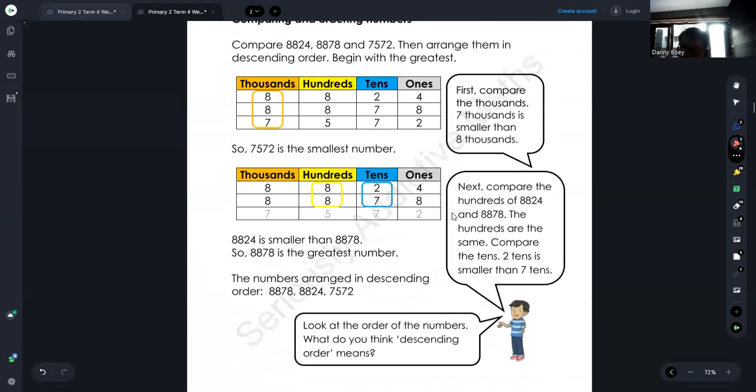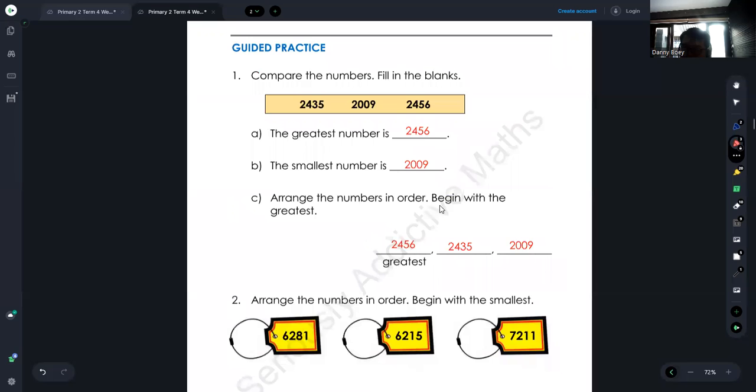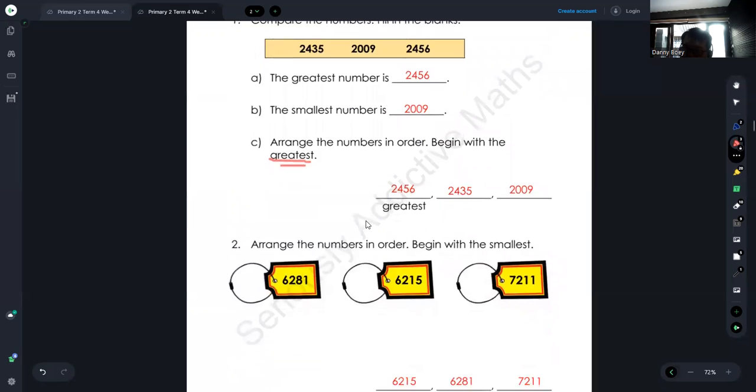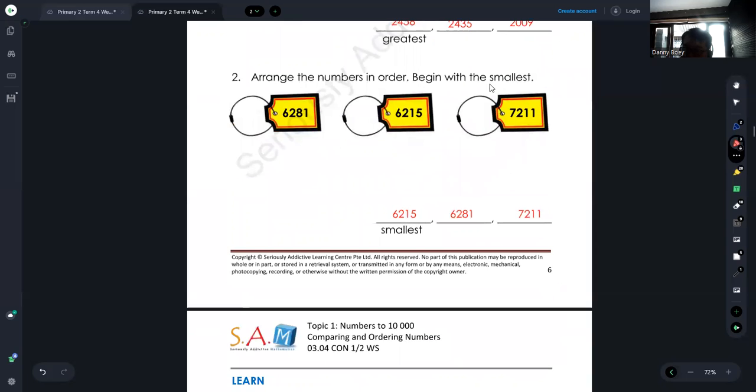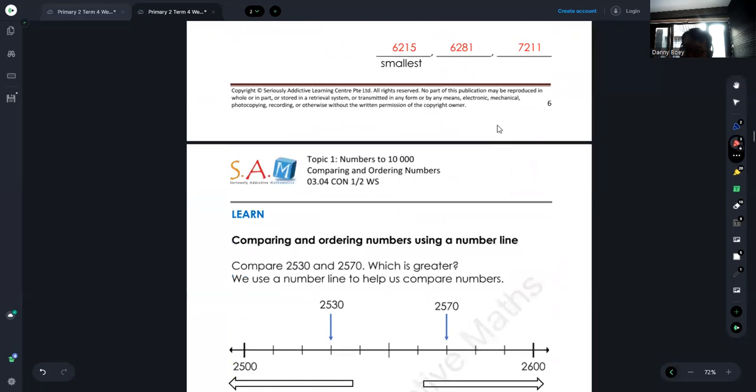Then there's another learn segment. All right, greatest number, same thing, do guided practice. Arrange in order, begin with the greatest. Remind them that it's beginning with the greatest, and then beginning with the smallest, the difference of doing that.